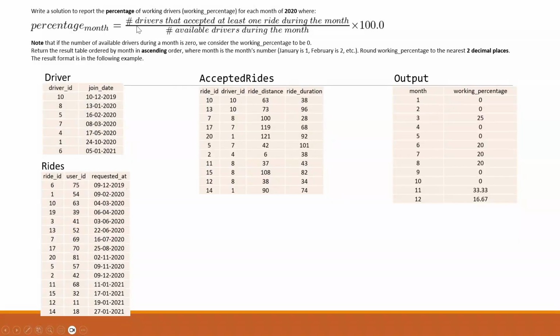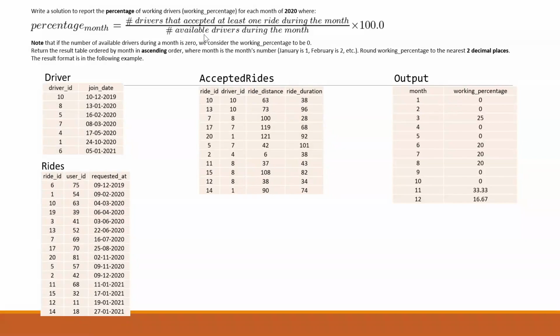And that will essentially give me the number of distinct drivers that accepted at least one ride during each of the month, right? So that's what I can do. That will essentially give me the numerator, and then I can find the denominator, which is nothing but the active drivers on each of the month of 2020, right?